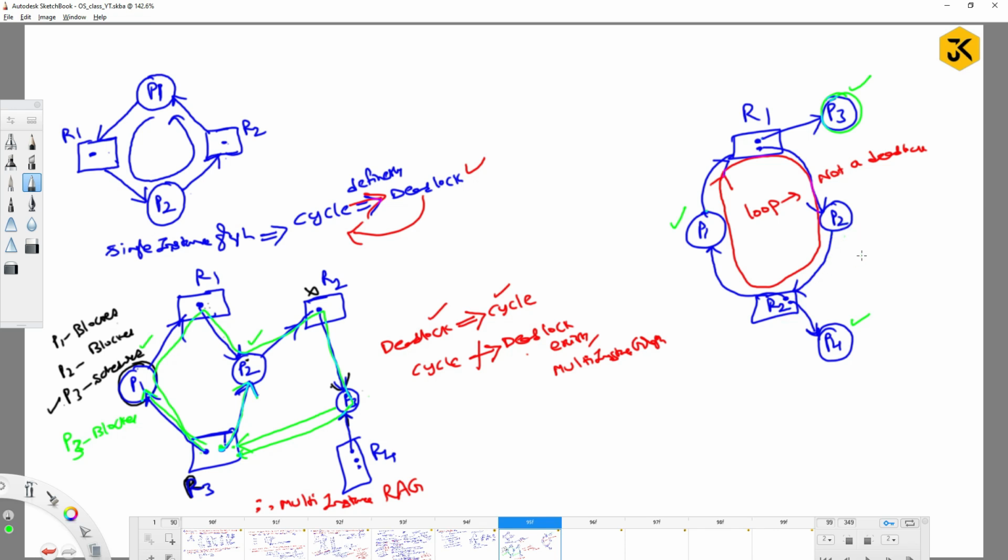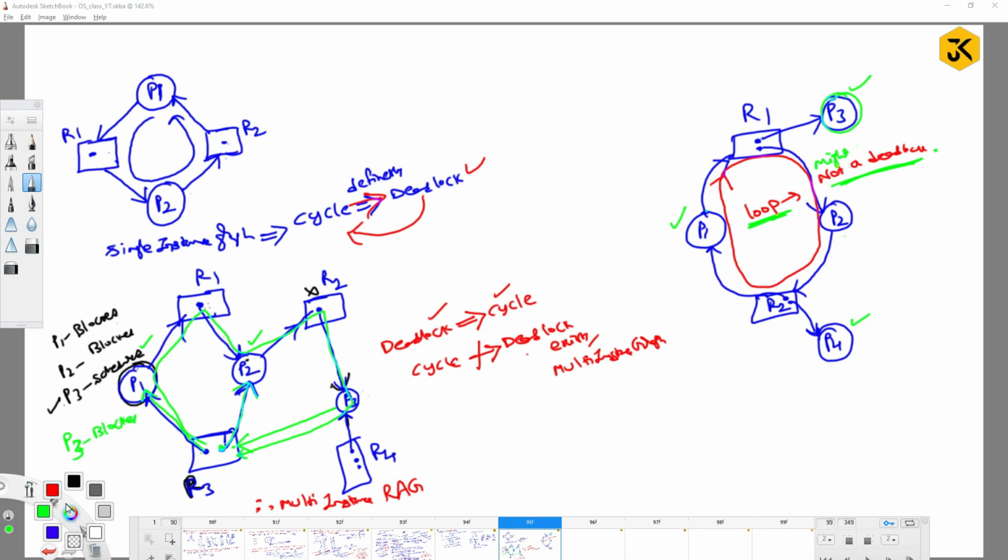Yes, this is the way I can say that when a loop is there, I cannot guarantee that there will be a deadlock. When the loop is there, there might not be a deadlock. That you have to understand.